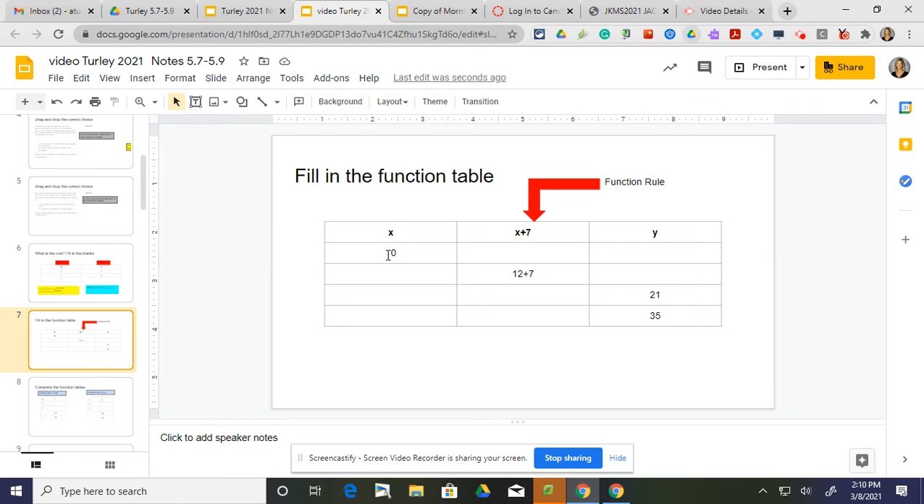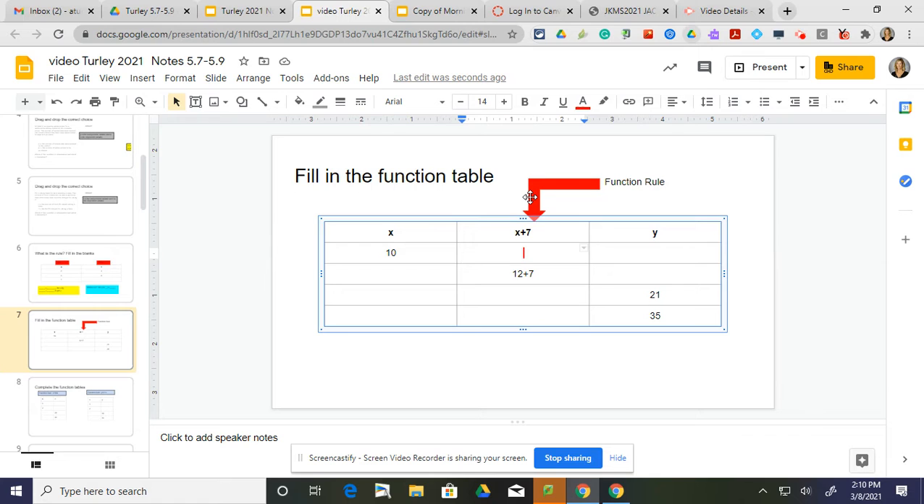Okay, so if x is 10, we put 10 into our function rule, we would have 10 plus 7. So y, our output, would be 10 plus 7, 17. Okay, so here if I just start with my function rule, if it is adding 7, that means x would have been 12. And my output, my y, 12 plus 7 would be 19.